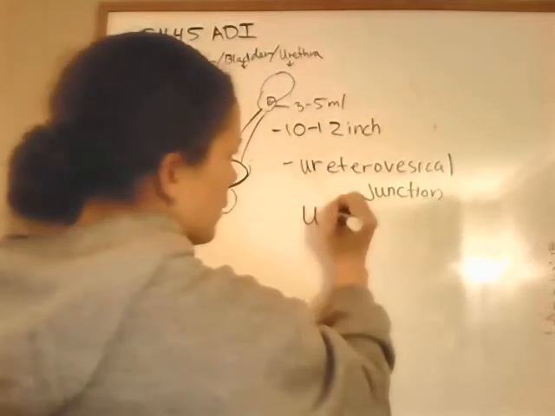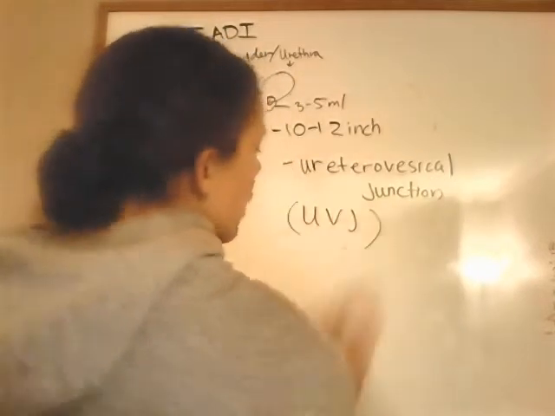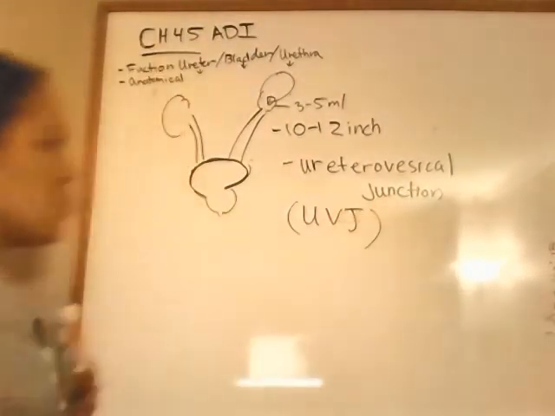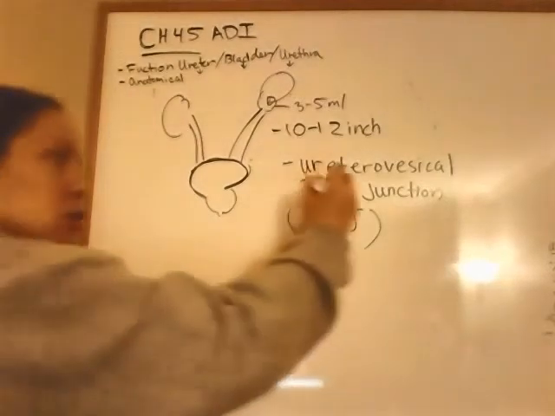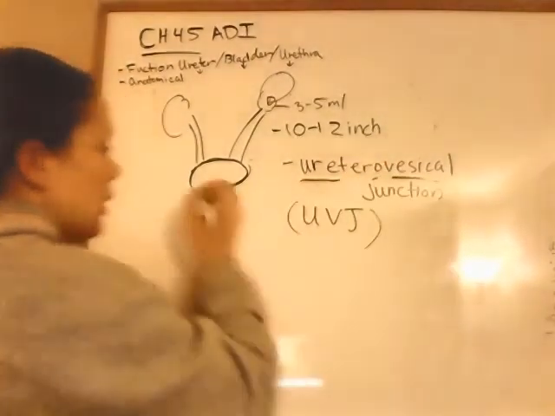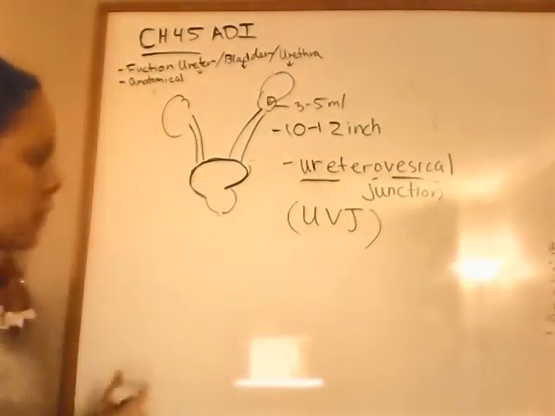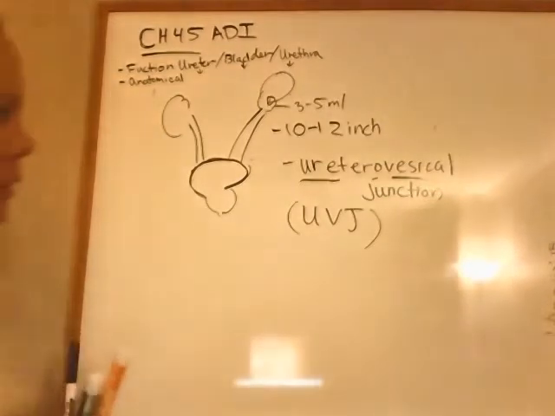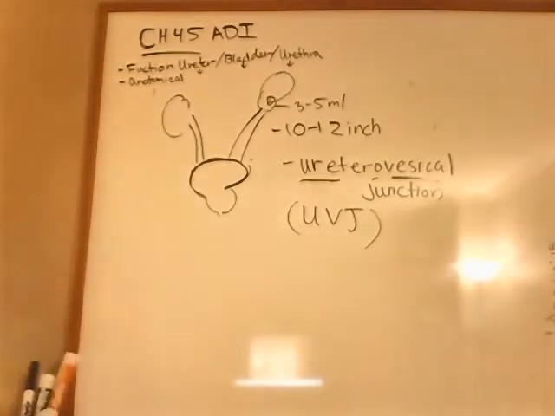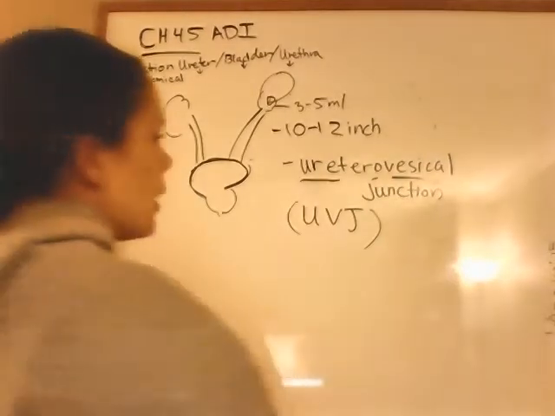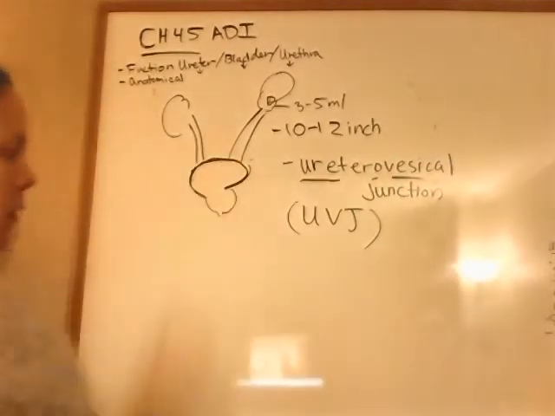And you will hear this as UVJ. Alright, so your ureterovesical junction. They're referring to the bladder here as a vessel, which it is. It holds stuff. That's its entire purpose. So it's a ureterovesical junction, or UVJ. The UVJ is where the ureter is attached to the bladder.